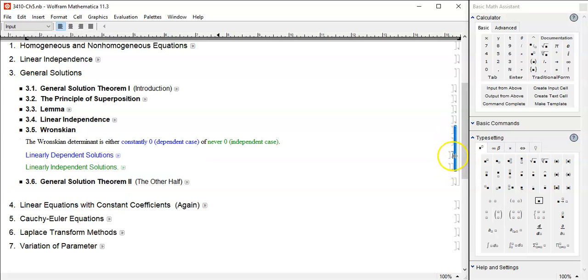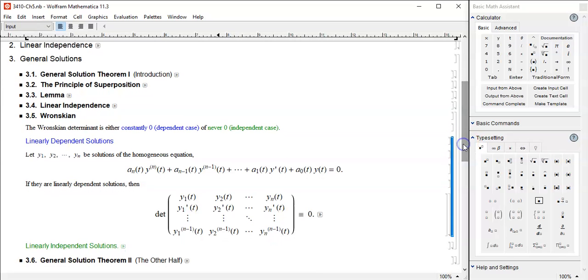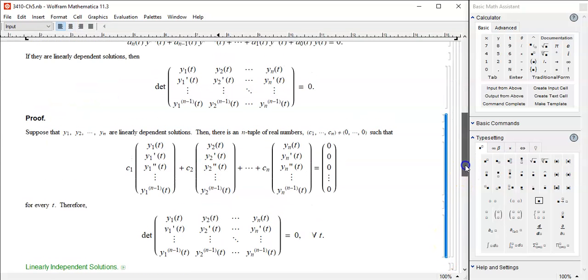Now, are we ready for Wronskian? Okay, let's begin. Let y1 through yn be solutions of the homogeneous equation. If they are linearly dependent solutions, then the determinant is constantly 0, for all t values. How do you prove that? All you have to do is prove the linear dependence, and that's about it.